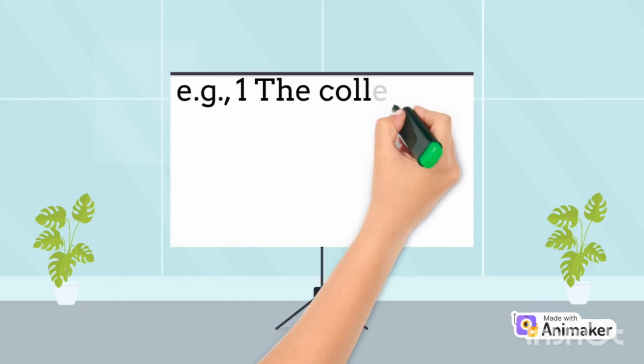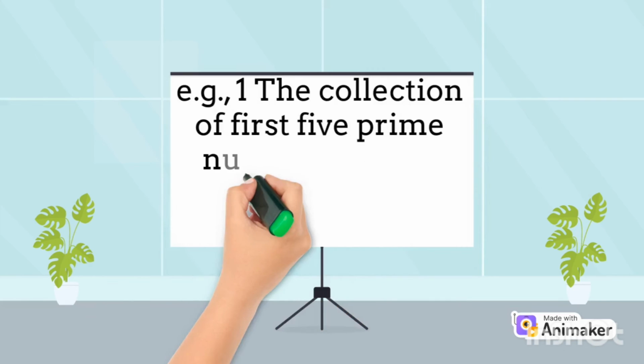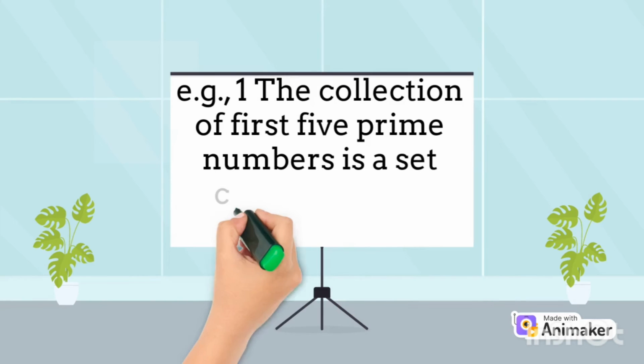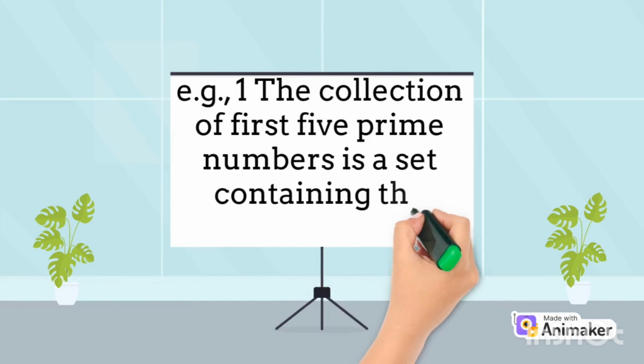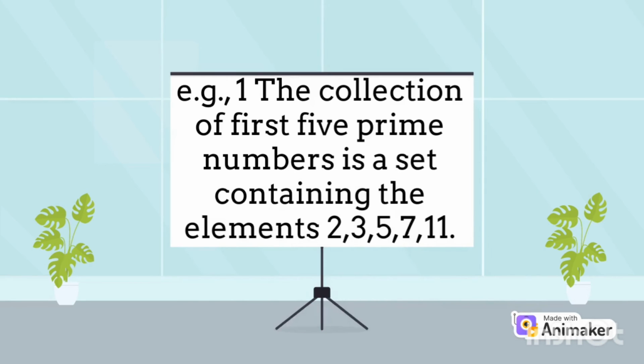Here are some examples. The first one: the collection of the first 5 prime numbers is a set containing the elements 2, 3, 5, 7, 11. 2, 3, 5, 7, 11 are the first 5 prime numbers. With this collection, we call it a set.